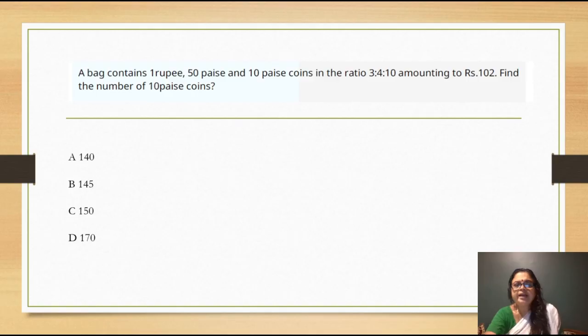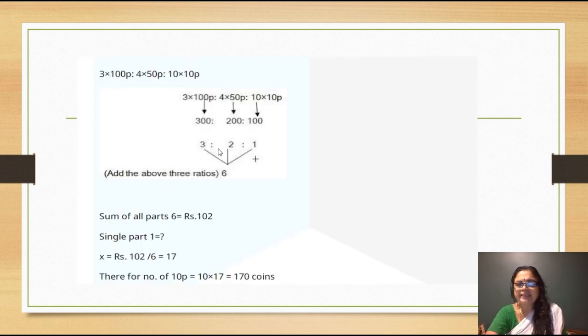Next one, a bag contains 1 rupee, 50 paise and 10 paise coins in the ratio 3:4:10. The amount in rupees is 102. Find the number of 10 paise coins. You are given 4 options, and we can either express in terms of rupees or in terms of paise. If you express in terms of paise, 1 rupee can be expressed as 100 paise. So 3 into 100 paise will be 300 paise, is to 4 into 50 paise, 200, is to 10 into 10 paise, will be 100.